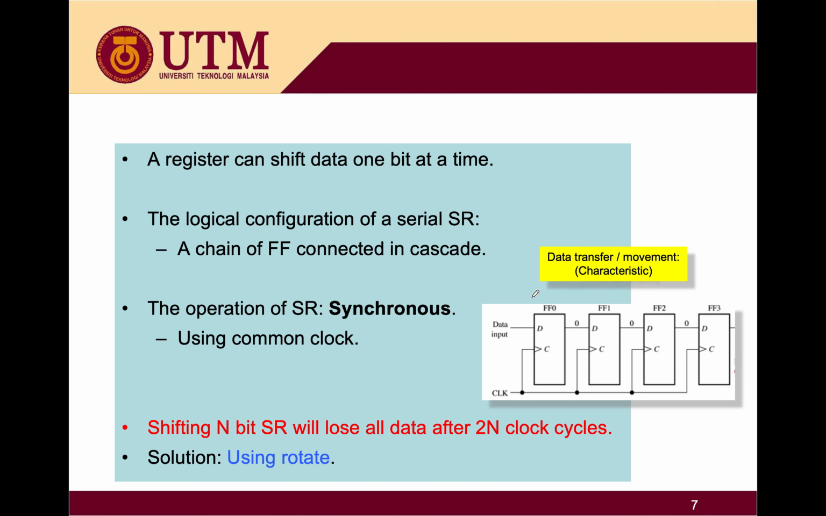A register can shift data 1 bit at one time only. So each time we're going to shift 1 bit, 1 bit, 1 bit, and 1 bit. The logical configuration of a serial SR is a chain of FF, which is flip-flops, connected in cascade. The operation of the SR is synchronized using a common clock. So you're going to use a common clock. Shifting n bits, the SR will lose all data after n clock cycles. So the solution is you need to use rotation.